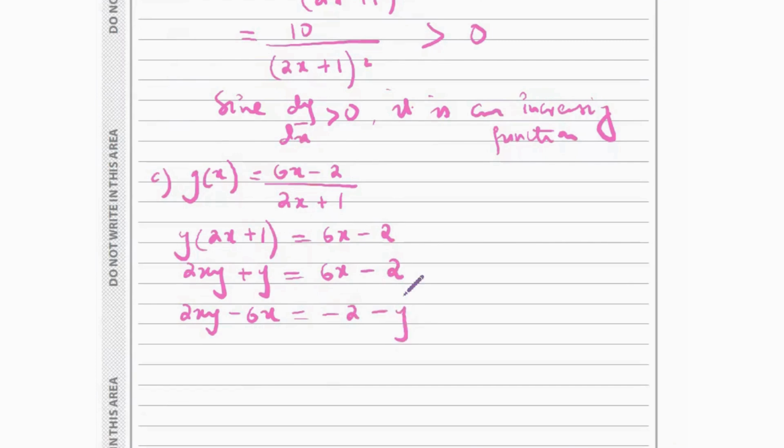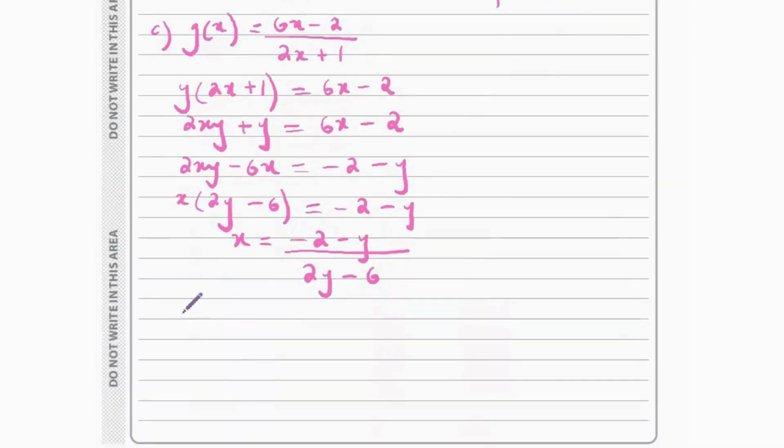This is something that you've already learned in your IGCSE. This isn't something new. You rearrange it and make x the subject to find the inverse. Take x common, so x times (2y minus 6) equals negative 2 minus y. x equals (negative 2 minus y) over (2y minus 6). So g inverse of x is going to be (negative 2 minus x) over (2x minus 6).